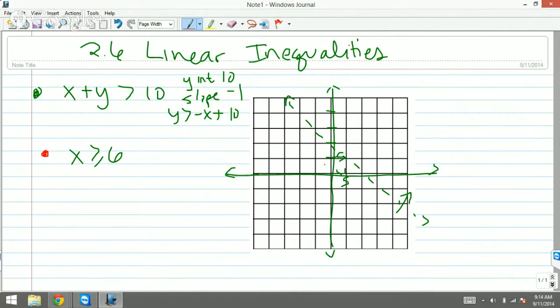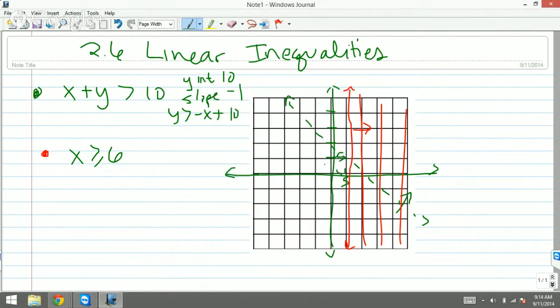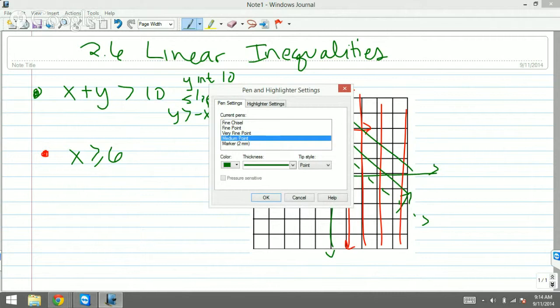And then x is greater than or equal to 6 is a solid line at 6, right? Which way do I shade? To the right. Okay, so the trick with these is shading where both of them intersect. So if this is the red, whoop, wrong color, and this is the green. Where am I going to shade with the double color?